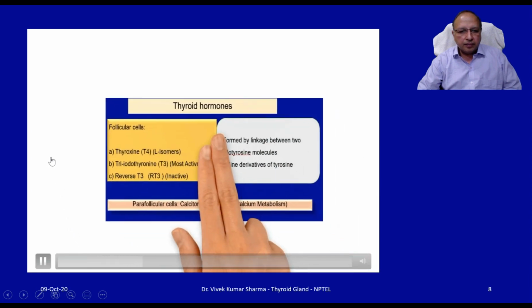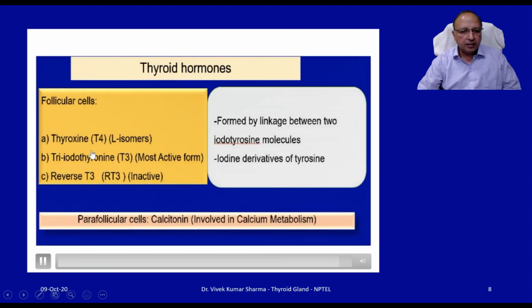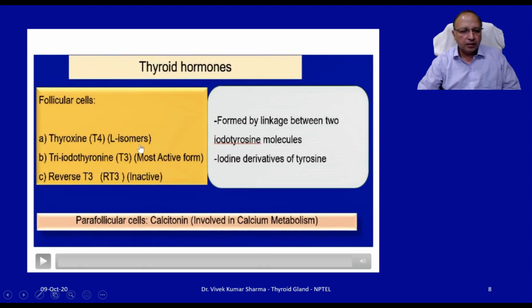Now, primarily there are two major hormones that are secreted by the thyroid gland. These are thyroxine, that is T4, which is normally produced in the largest amount. Then there is triiodothyronine or T3, which is the most active form of the thyroid hormone. Then there is also production of another hormone, reverse T3 or RT3, that is inactive in nature. And these thyroid hormones are formed by the linkage between two iodotyrosine molecules, or they are the iodine derivatives of tyrosine. The parafollicular cells will produce the calcitonin hormone that is involved primarily in calcium metabolism.